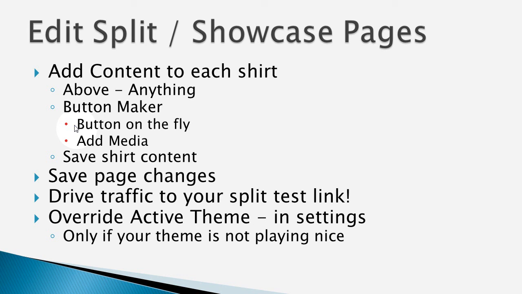You go ahead and save the shirt content and then save the pages again. Okay, so once you save the content, you need to save the page changes for it to be activated and uploaded throughout WordPress. Once you're done with that, you're just going to drive traffic to your split test link. And then I'm going to talk about something called overriding the active theme. It's an actual setting, and I only recommend using it if your theme is just not playing nice.